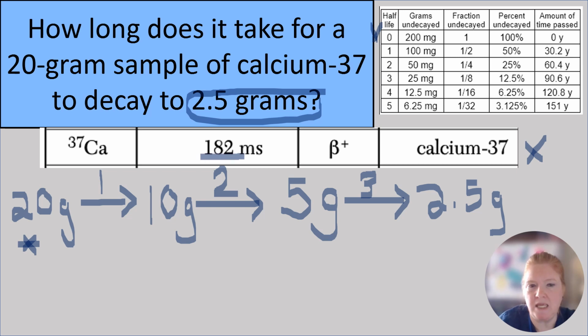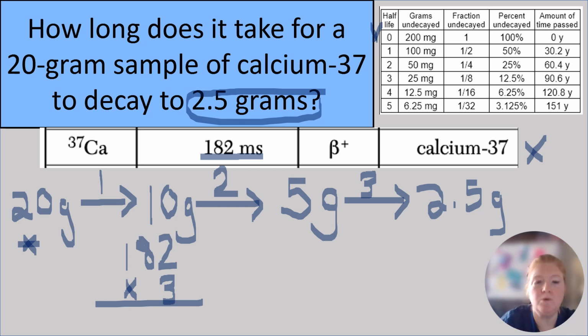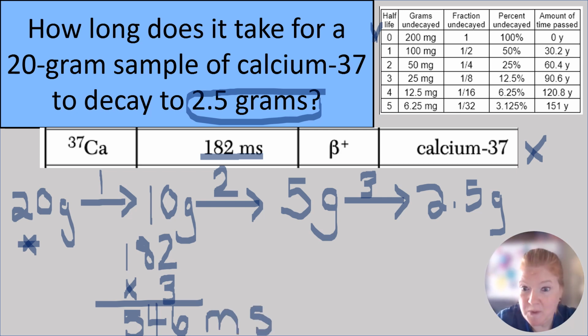So how long does it take? Each half-life takes 182 milliseconds. Half-life number 1 took 182 milliseconds, half-life number 2, 182 milliseconds, half-life number 3, 182 milliseconds. So I could add 182 plus 182 plus 182, or multiply it by 3 to get my answer. 3 times 2 is 6, 3 times 8 is 24, and 3 times 1 is 3, so 546 milliseconds, making sure you're keeping the units correct.